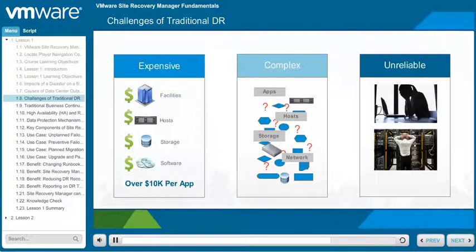DR plans are often unreliable. Due to the expense and difficulty involved in testing, it is often only done once a year or less. This means that if a disaster strikes, staff commonly run into unforeseen problems and may not react quickly enough because they are unfamiliar with the DR tasks. These delays can prolong the outage.